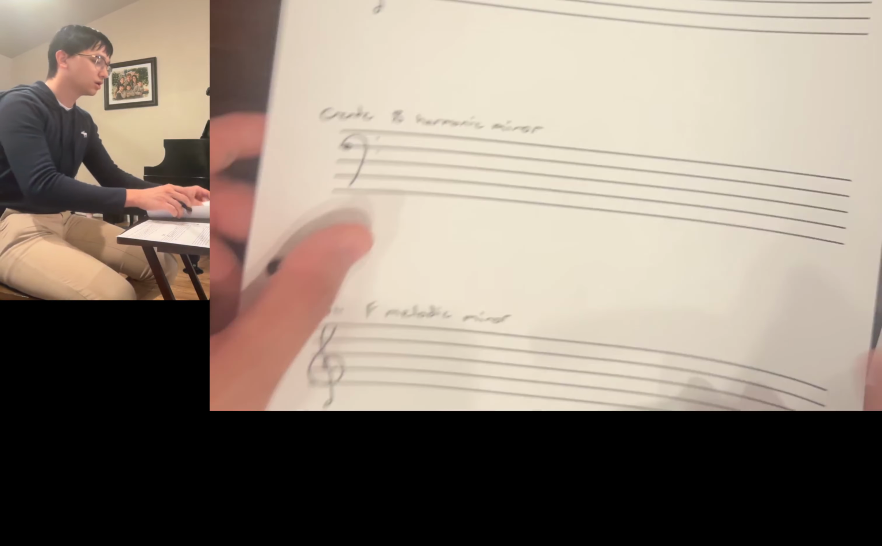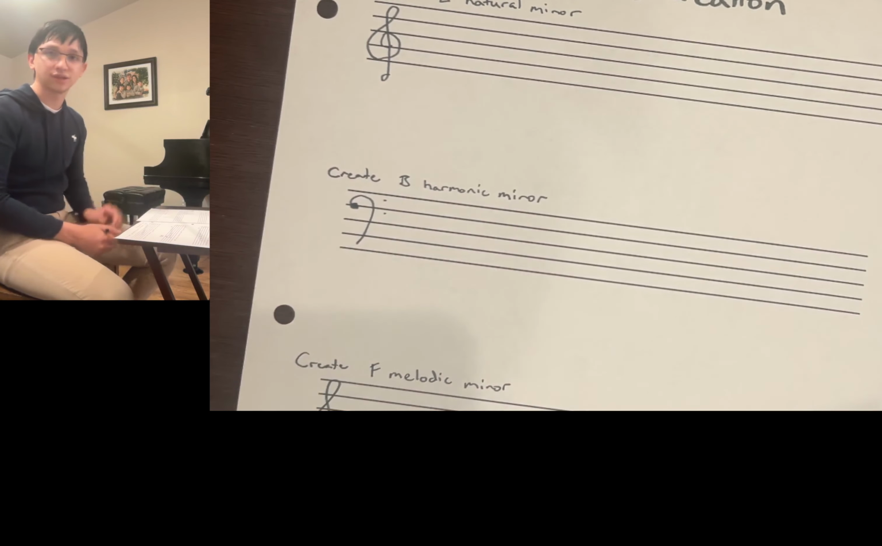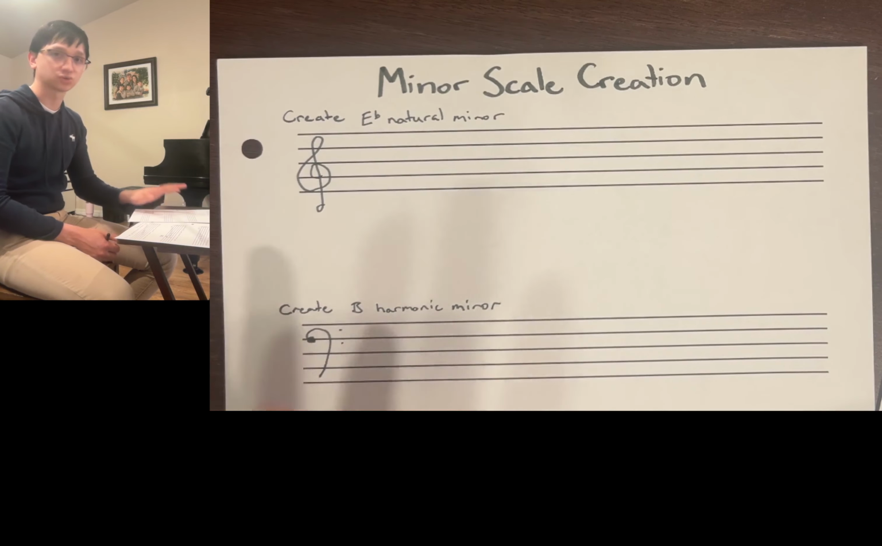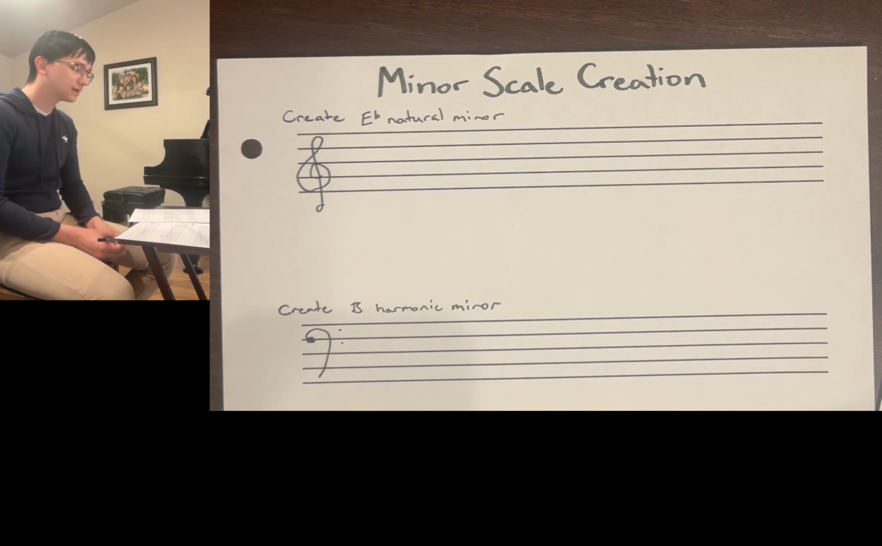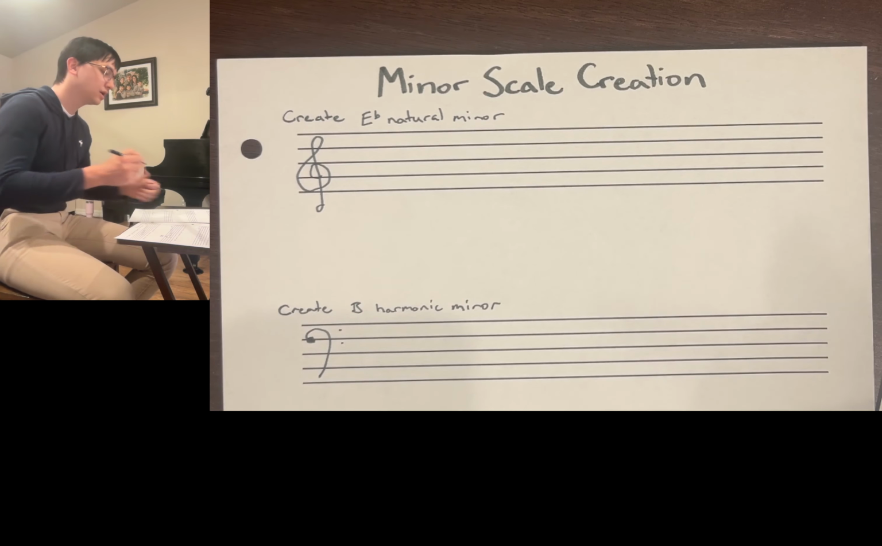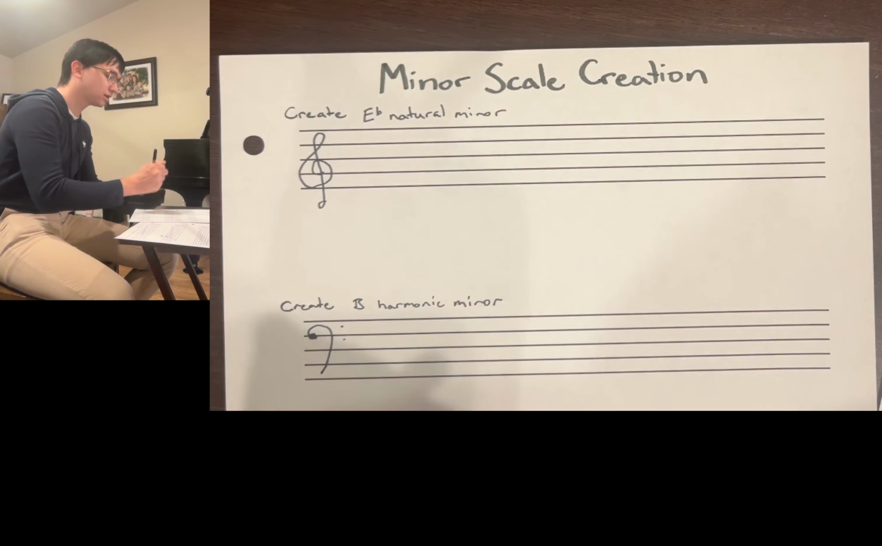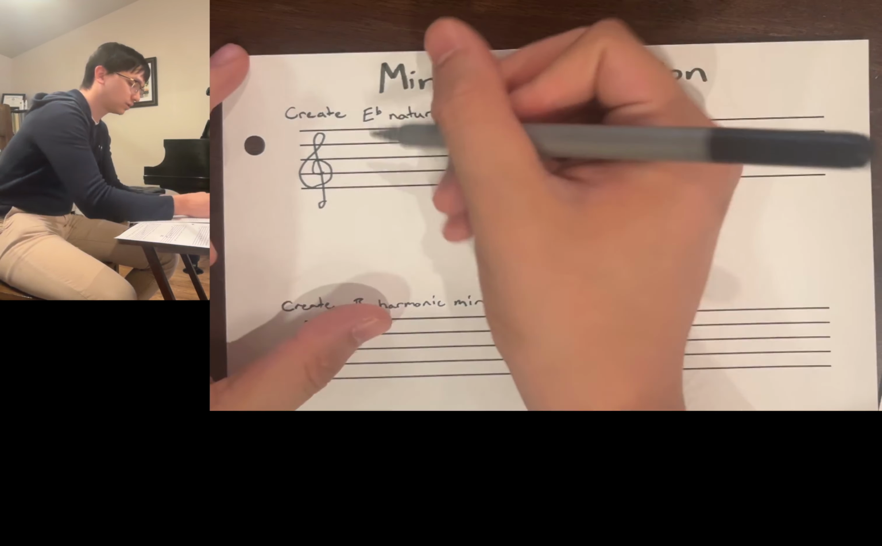Now, let's go ahead and get to the worksheet itself and try to make some of these. So one of the things that we have here is E flat natural minor, the first one that we're going to be working on. I'm going to go ahead and help out with the first one probably, and then the third one that's on here.